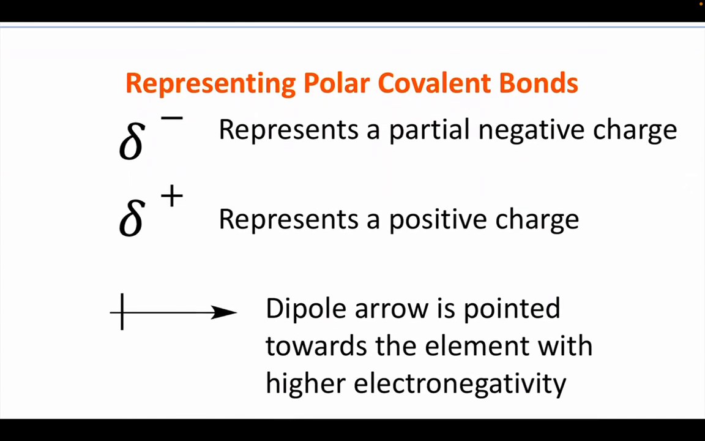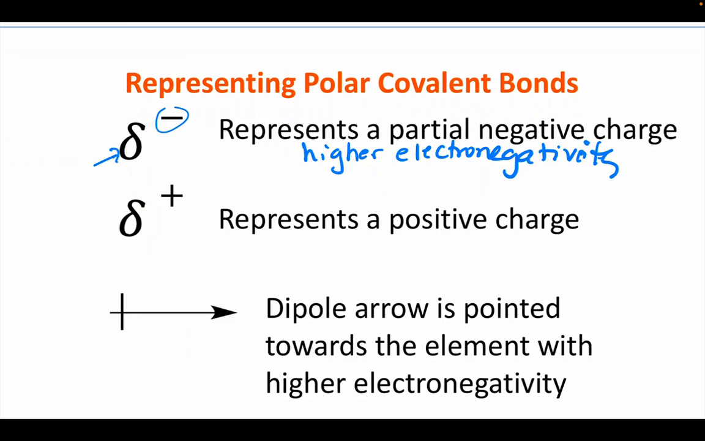Sometimes, when we do have a polar covalent bond, we want to represent which element is becoming partially negative, which will always be the one with the higher electronegativity. And then the one with the lower will be partially positive. These are the Greek letter lowercase delta, so it's a partial negative and a partial positive. They're not positive and negative. They're not cations and anions. That's why we use these symbols.